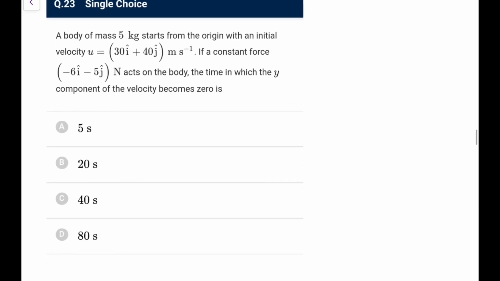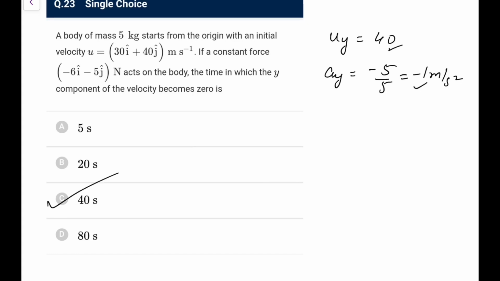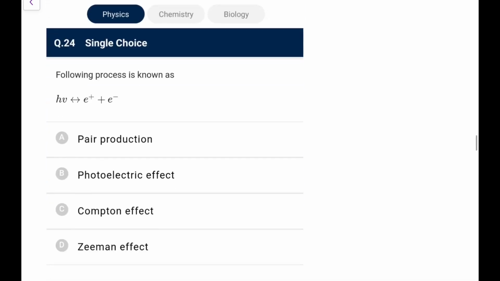A body of mass 5 kg starts from the origin with an initial velocity. A constant force acts. Find the time in which the y component becomes 0. So both motions are independent. Uy is 40, Ay will be minus 5 by 5, that is minus 1 meter per second square. So it is 40, reducing by 1 each second. To make it 0, you can directly say the time required would be 40 seconds. You can directly make it up.